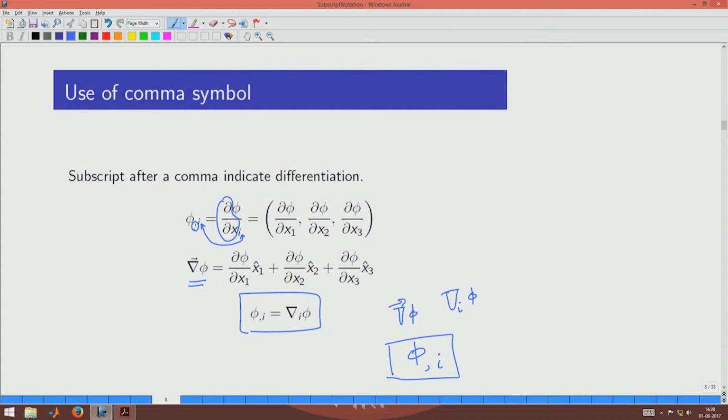And when you combine all the rules, namely the free subscript rules, the dummy subscript rule, the rule that allows the subscript to come in both numerator and denominator, and the comma indicating the differentiation, when you combine all these things, then fairly complex expressions can be written in a very succinct form using the subscript notation.